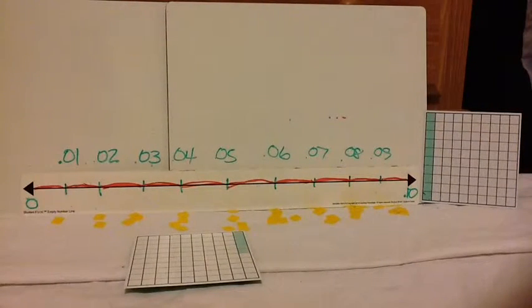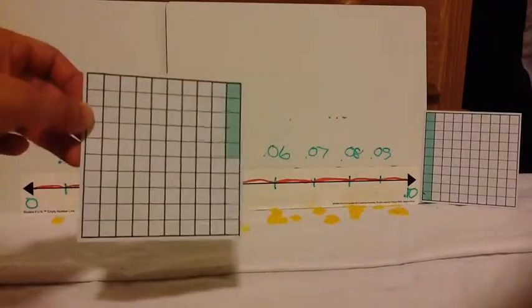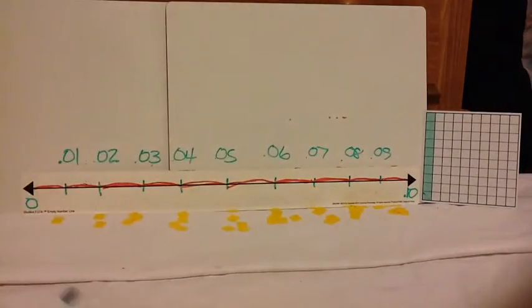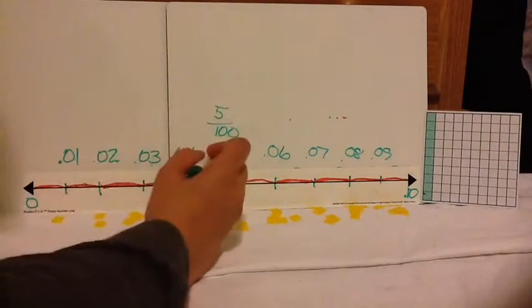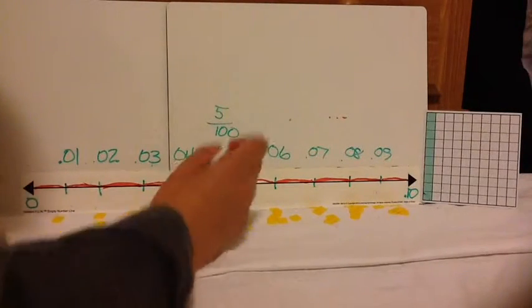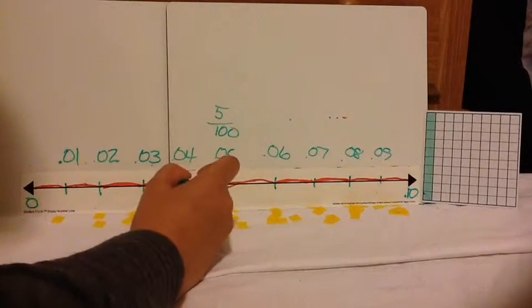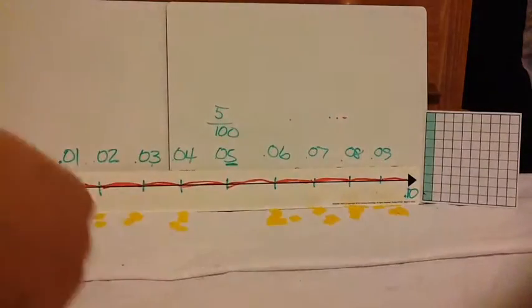So, fraction-wise, let's use this one first. We know that this is 5 hundredths because there are 5 shaded in out of 100 pieces. So if I were to write that as a fraction, exactly how I read this, that's exactly how I write the fraction. The 5 stops in the hundredths place, so 5 hundredths. I have 5 pieces out of 100.